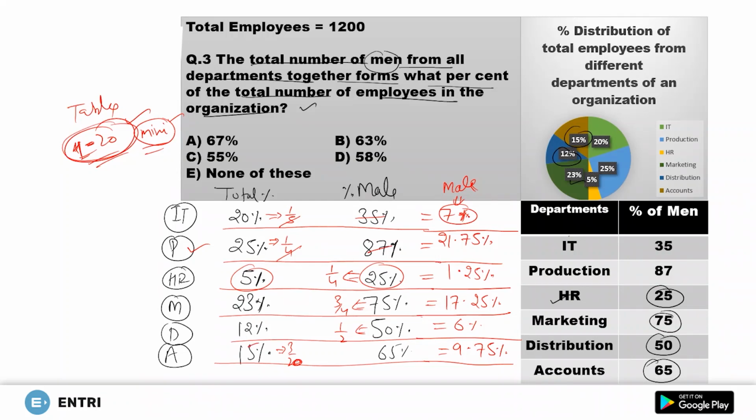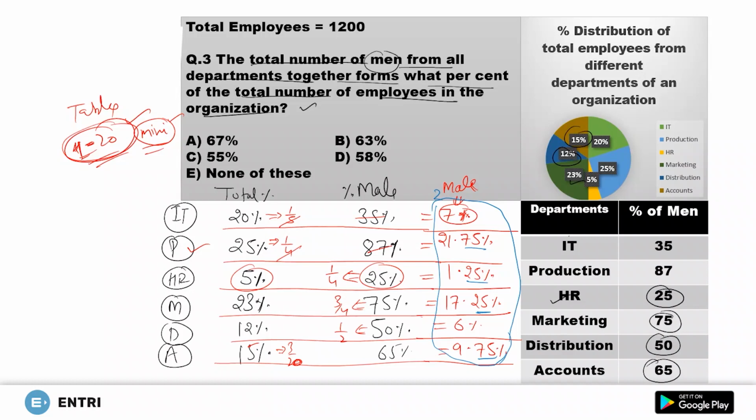So these percentages are number of males out of total actually. If you have to find out now total number of males, just add up all these and you will get total number of males in the total. So what are total? This 0.75, this 0.25 will give you 1. This 0.25 and 0.75 give you 1 also. 1 plus 1 will give you 2.